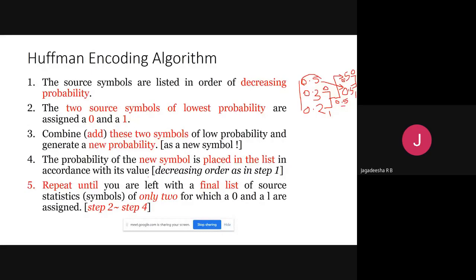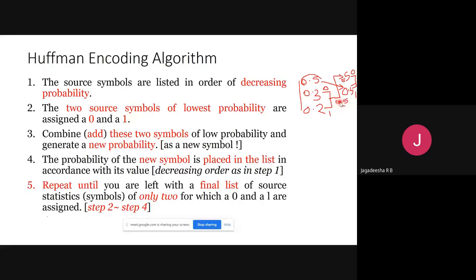Okay, now I will open my pointer. So this is what the Huffman coding is. So you should repeat this. How long? Until you are left with only 2 items here. Okay, so this is the initial list. It's a sorted list. In the second step, what we did, we considered 2 lowest probabilities and then assigned one of them as a 0, another one as 1. Okay, and then we got a new value, that is 0.5.